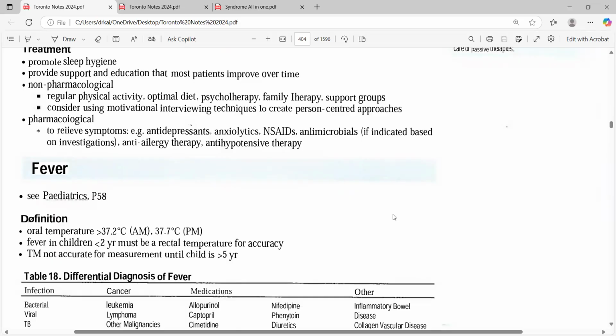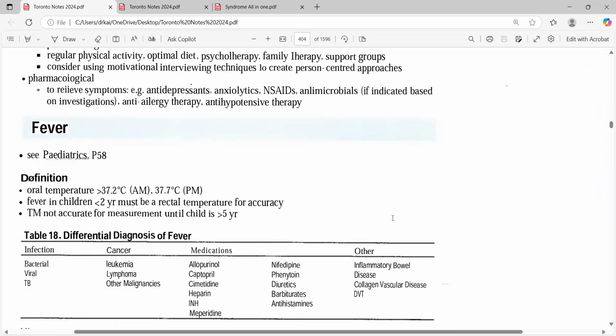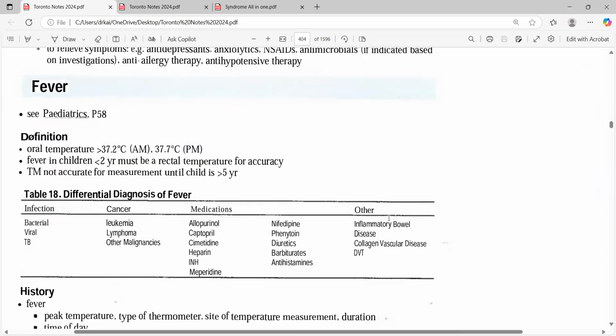Then comes the fever. We already discussed the fever in pediatrics. Fever of unknown origin is one of the most common fevers in Canada. Many times we are not able to identify it, but in older people, keep it in your head: the first differential diagnosis for fever is UTI.